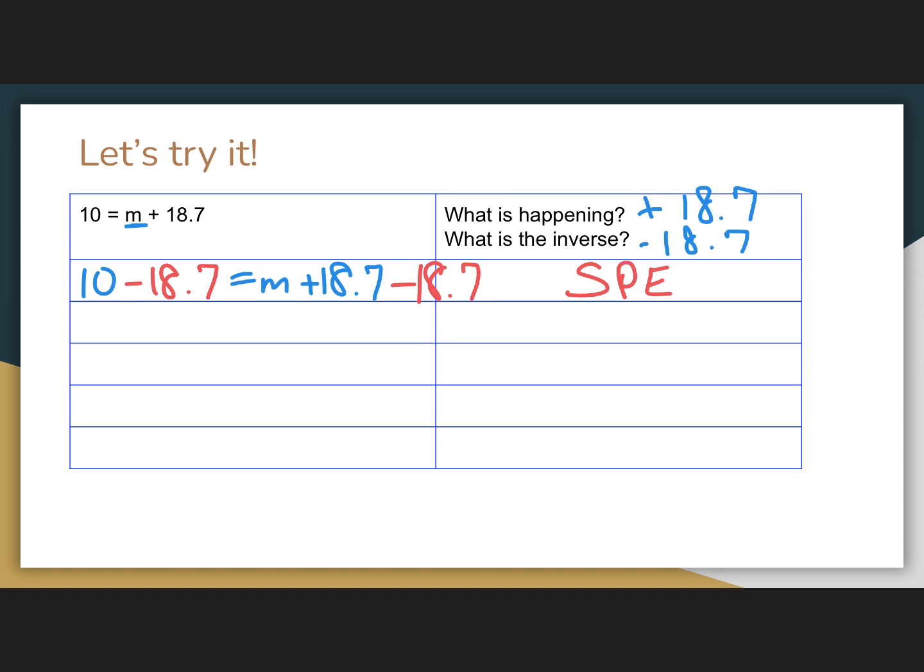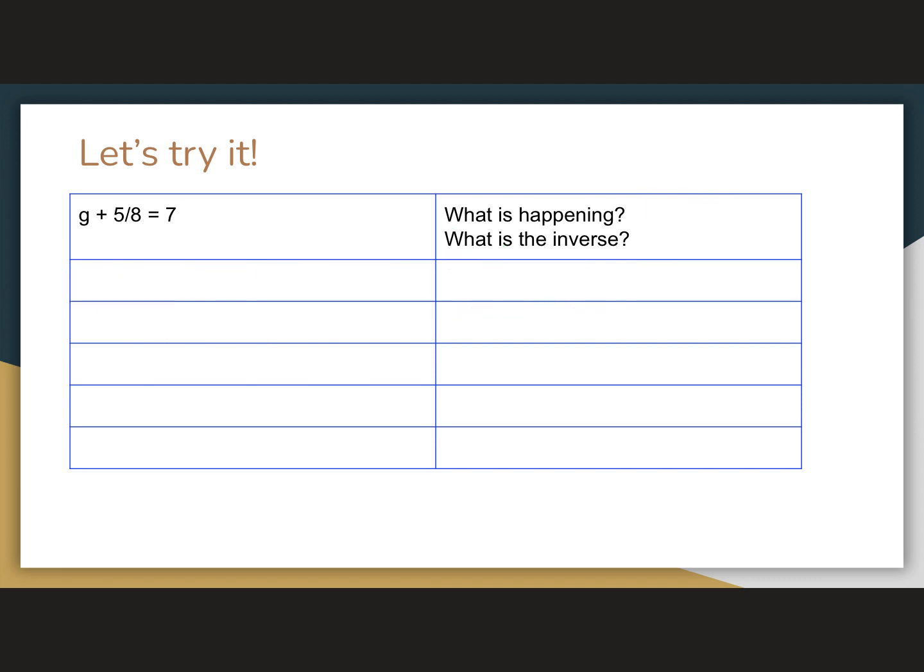So then again, I'm going to combine my like terms. 10 minus 18.7 gives me negative 8.7 equals here. They are going to cancel. That just gives me m. So now I have my value of m. It doesn't matter which side my variable is on. Okay, let's try one more.